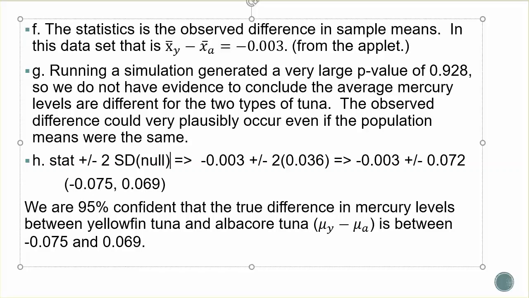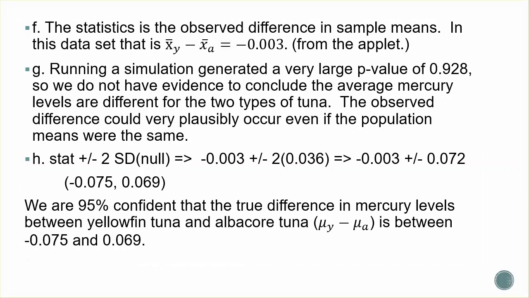So the interpretation is we are 95% confident that the true difference in mercury levels between yellowfin tuna and albacore tuna is between these two numbers.